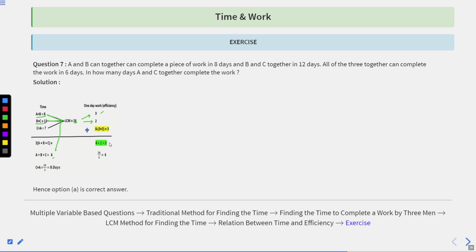So we can take the difference, 8 minus 2 minus 3, it will be 3. So the 1 day work efficiency of C plus A is 3. So C plus A is equal to 24 by 3, that is 8 days. So if C and A had to do this task together, they will take 8 days.